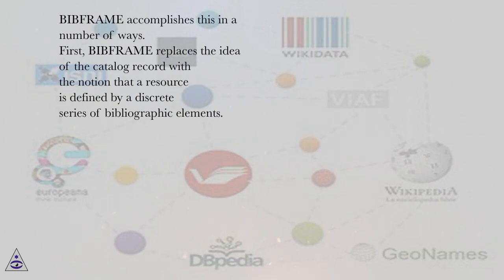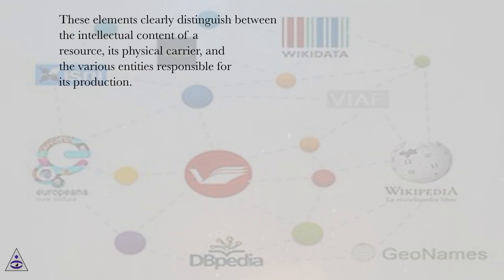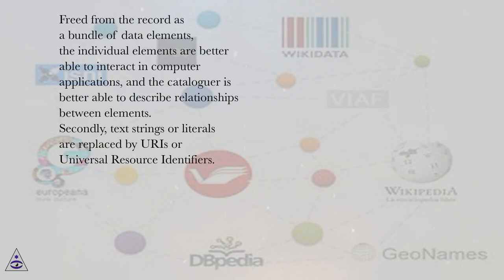First, BIBFRAME replaces the idea of the catalog record with the notion that a resource is defined by a discrete series of bibliographic elements. These elements clearly distinguish between the intellectual content of a resource, its physical carrier, and the various entities responsible for its production. Freed from the record as a bundle of data elements, the individual elements are better able to interact in computer applications, and the cataloger is better able to describe relationships between elements.